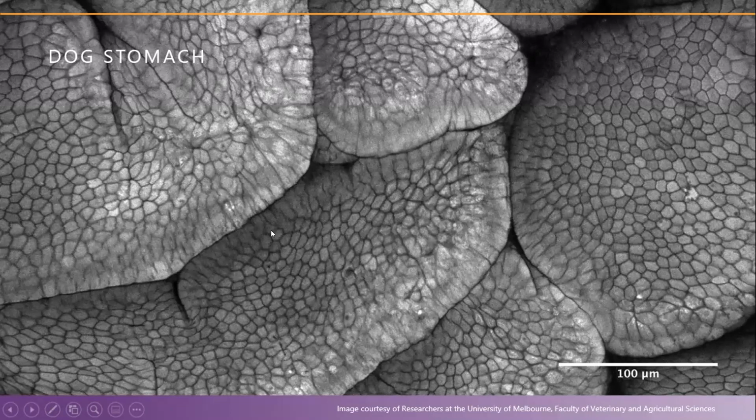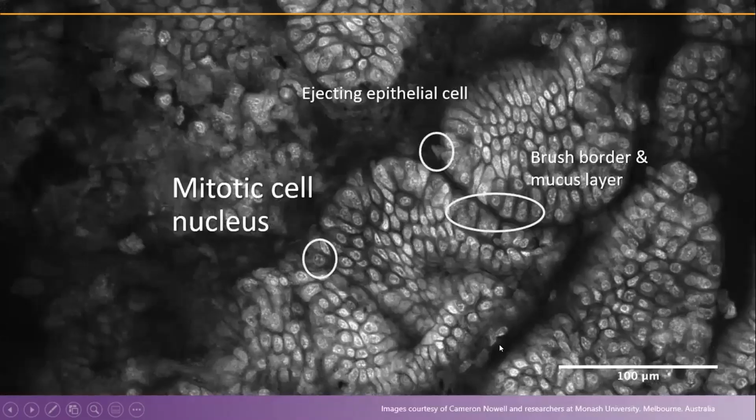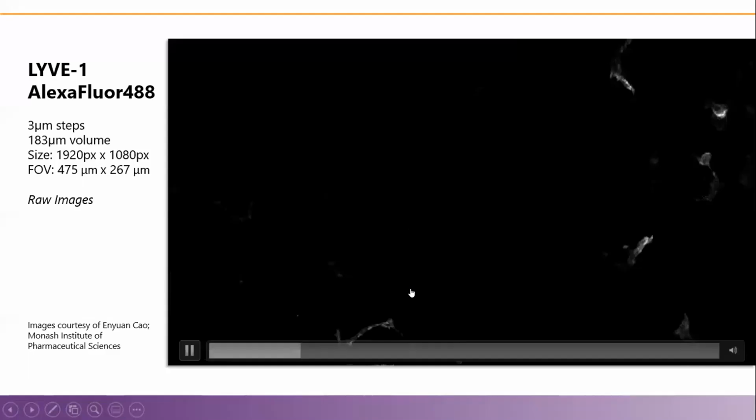So here dog stomach was sprayed with fluorescent, and you can see the nice architecture of the dog stomach. Similarly, dog intestine was sprayed with acriflavine, and as we know, acriflavine binds with the nucleus. So you can see the nice architecture of the tissue. You can see the brush border and the mucus layer. We can also see some cells ejecting out of the epithelium, and we can also see the cells dividing, the cells undergoing division. And these were all captured from a live animal.